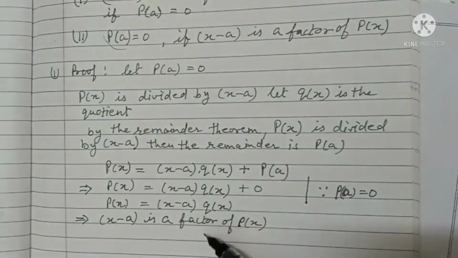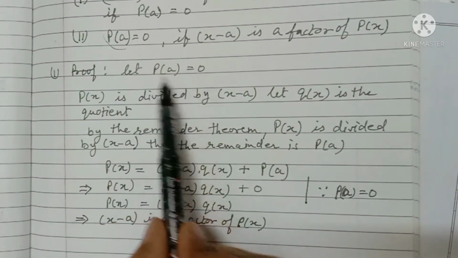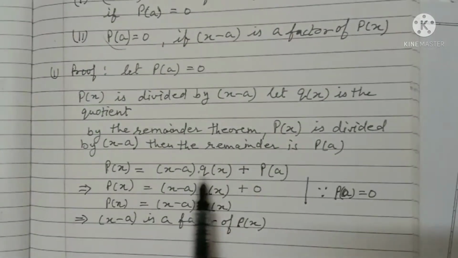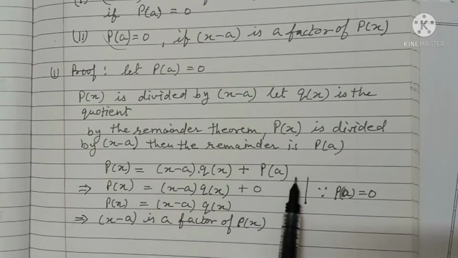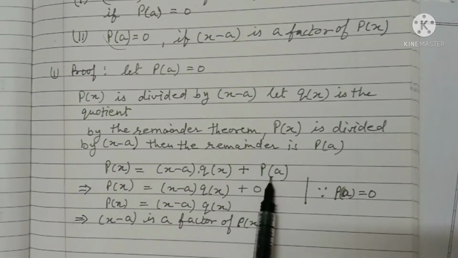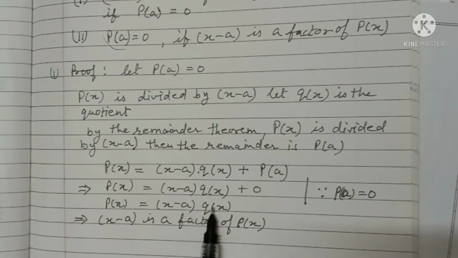This is for the first part. In this we take p(a) equal to 0, and by the remainder theorem write the expression with dividend, divisor, quotient and remainder, and substitute remainder 0. So you will get p(x) in the form of (x minus a) into q(x). Here this shows that x minus a is a factor of p(x).